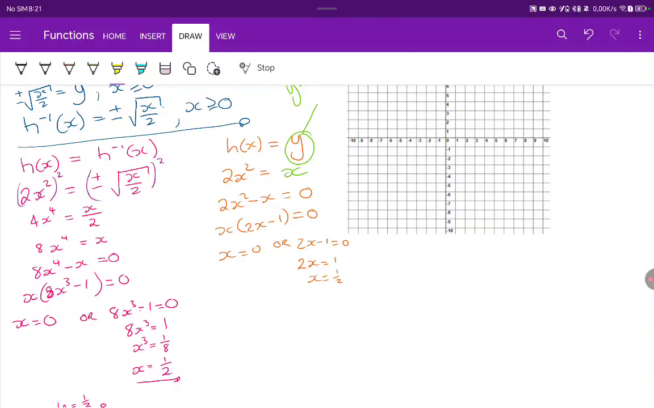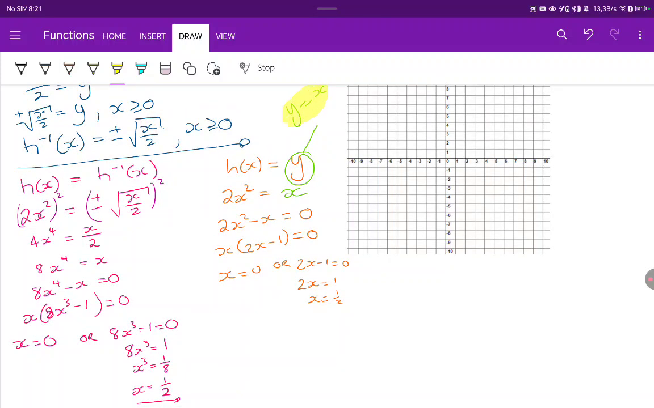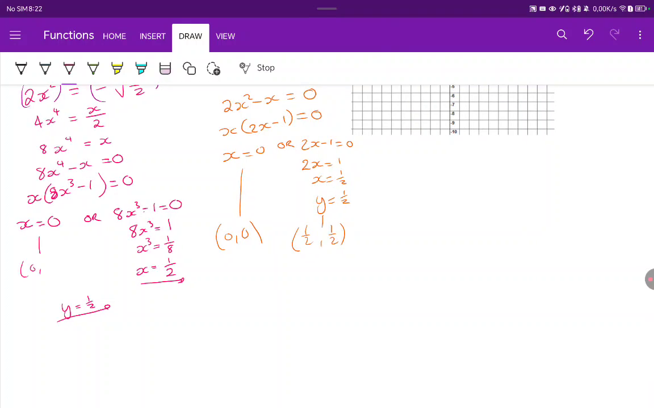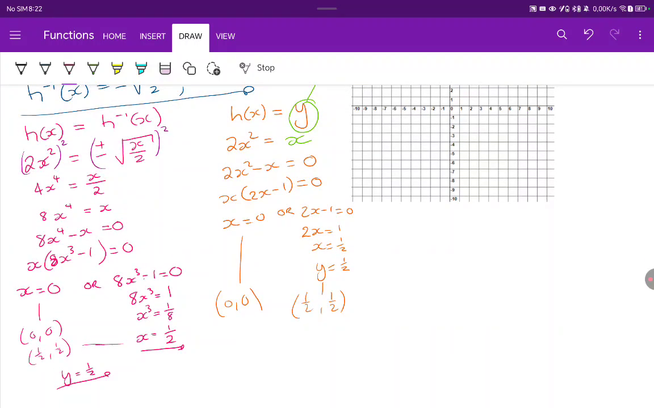And because of this statement here, that y equals x, you can then say that y equals a half as well. So according to this one, we have 2 points of intersection. Our first point of intersection is 0, 0, and our second point of intersection is a half, a half. According to this one, our 2 points of intersection are 0, 0, and a half, a half. Both of them work. It's just that the orange one is a shorter way of doing it. It's just quicker. Okay, so we got 2 points of intersection.